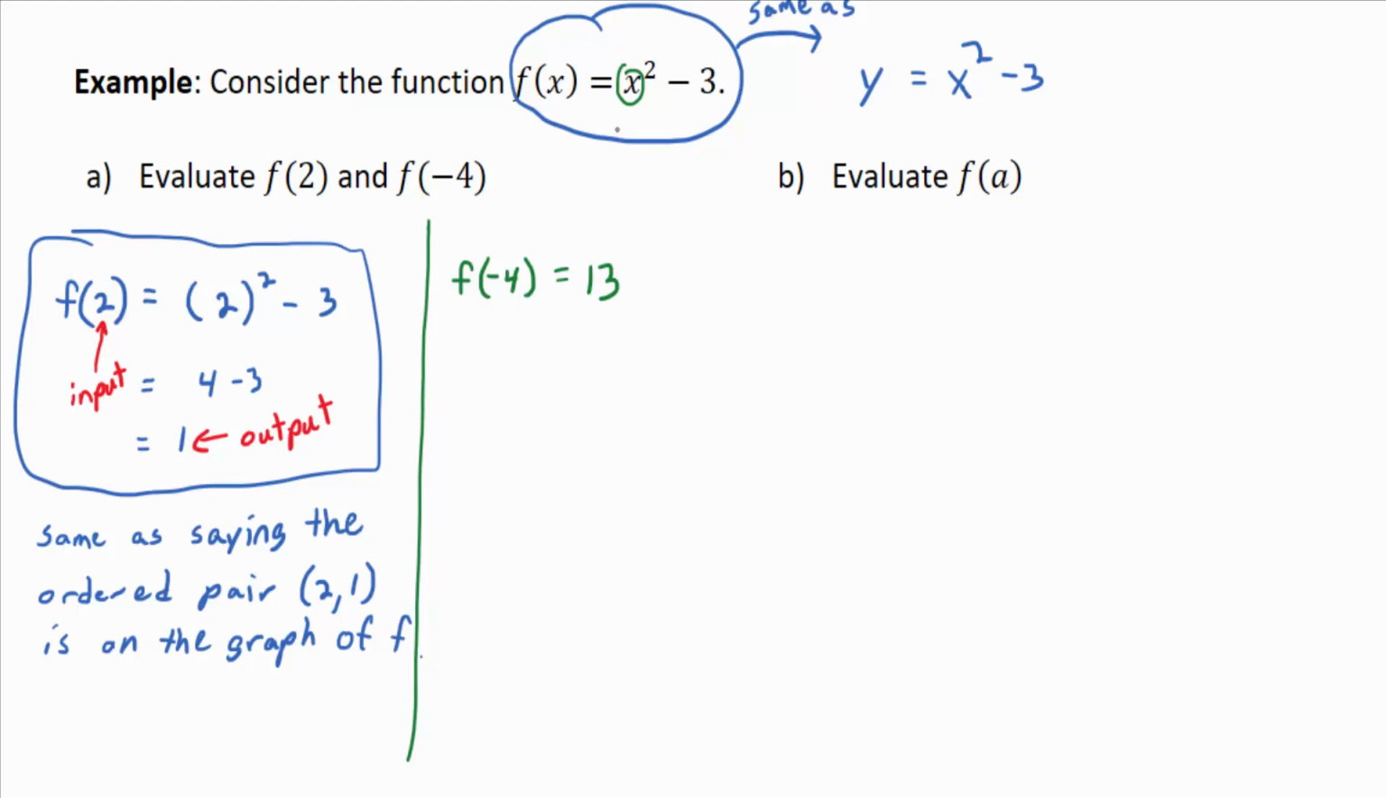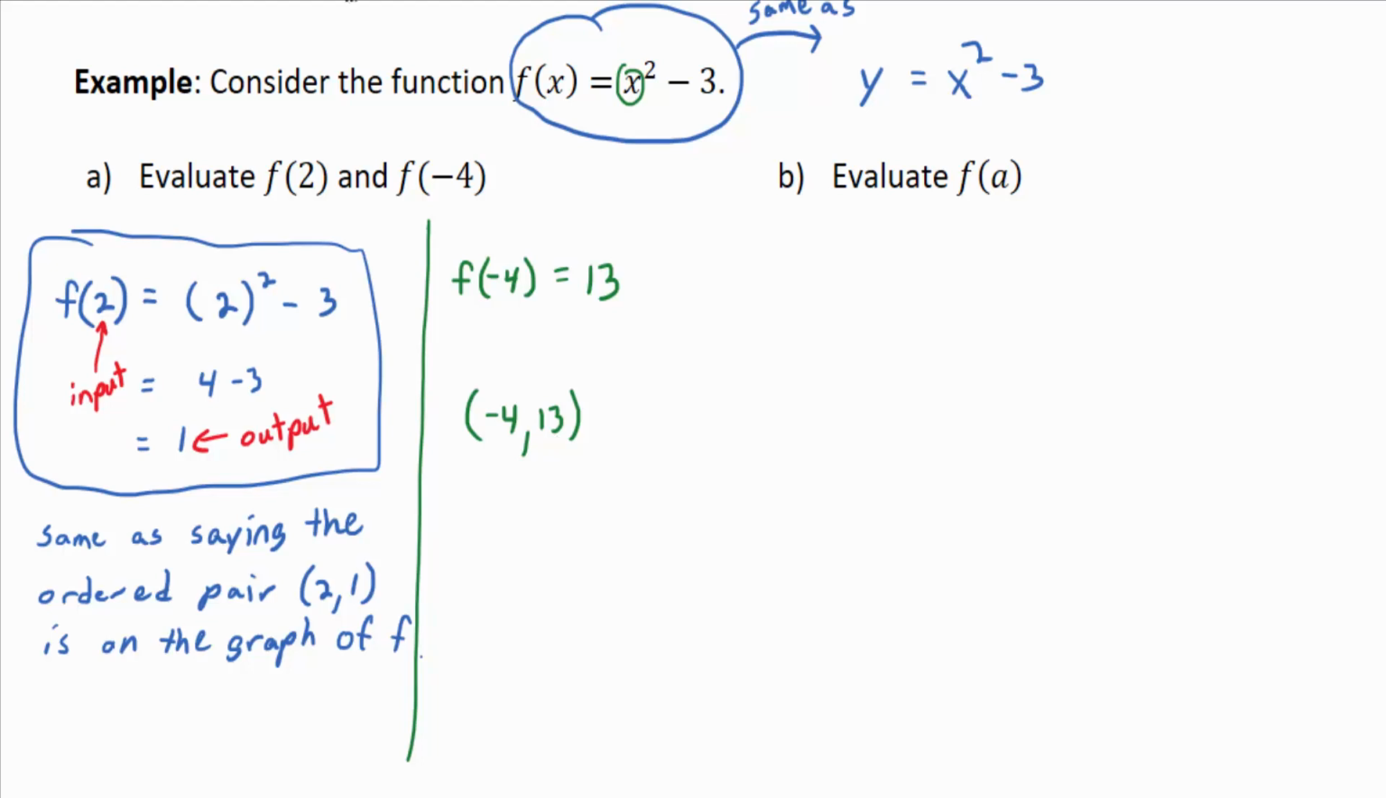So what's the ordered pair that goes with it? No. Negative 4, 13. The input's always in the parentheses. So the first coordinate is negative 4. The second coordinate is 13. So negative 4, 13 is on the graph of that equation, f of x equals x squared minus 3.